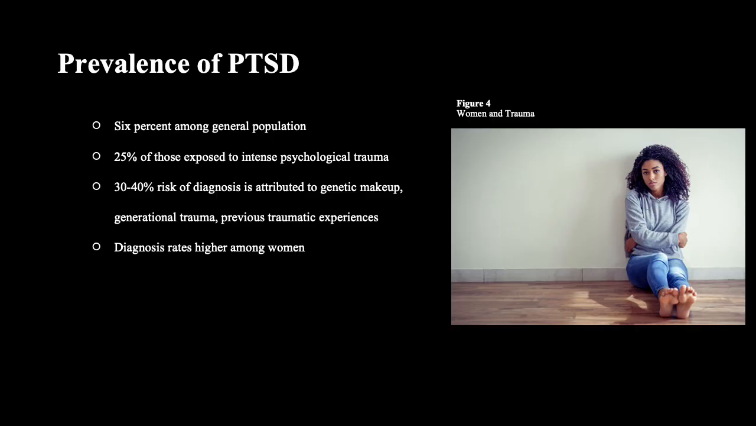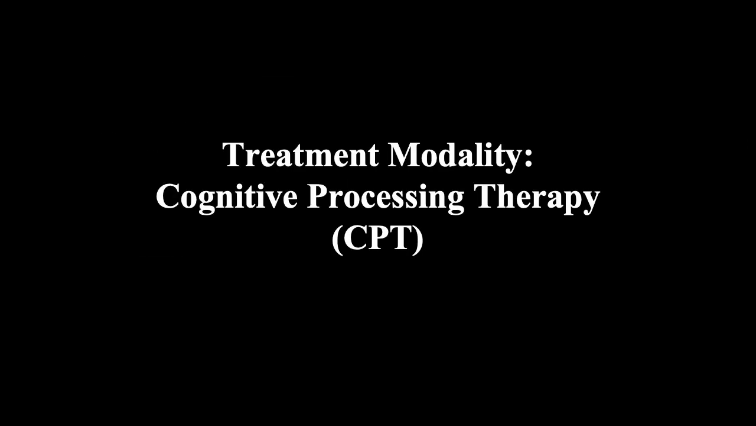6% of the general population will develop post-traumatic stress disorder due to exposure to trauma. 25% of those that are exposed to an intense psychological trauma will go on to develop post-traumatic stress disorder. 30 to 40% of the risk of diagnosis is attributed to genetic makeup, generational trauma, and previous traumatic experiences. PTSD is far more prevalent among women due to their likelihood of experiencing sexual assault in comparison to men.